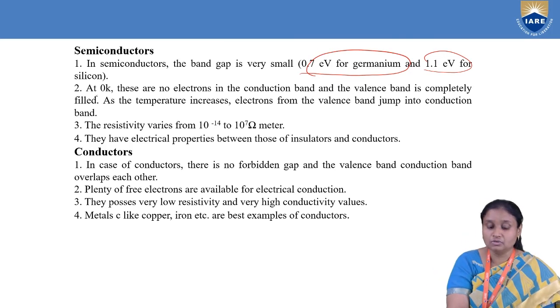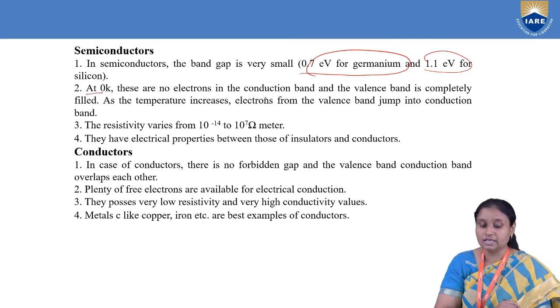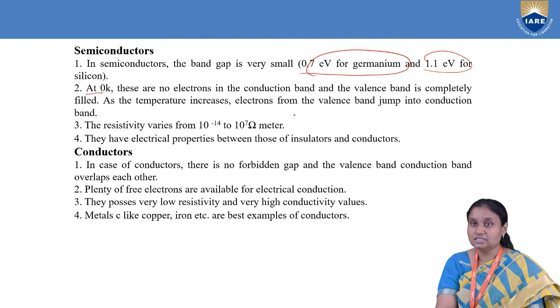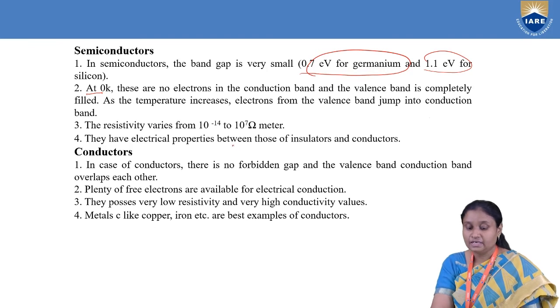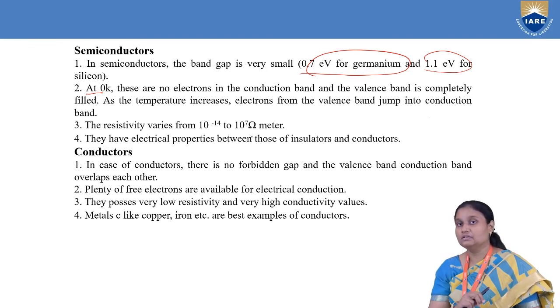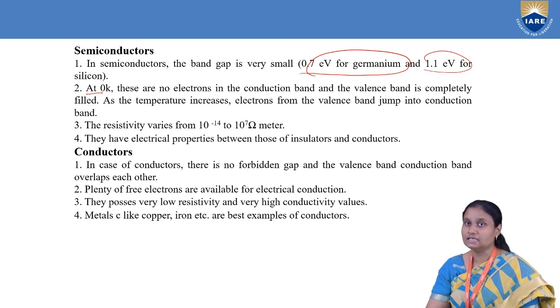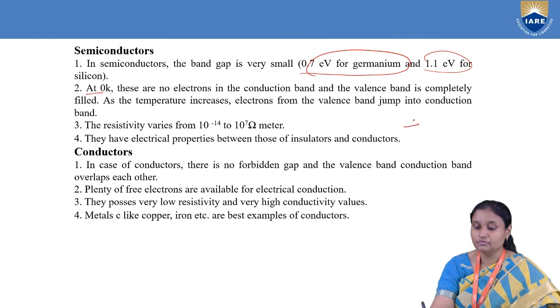At T equal to 0 kelvin, there are no electrons in the conduction band. But as temperature increases, they'll gain energy and jump from the valence band to the conduction band. These are insulators at normal temperature, but when we increase temperature, they'll act as conductors. Why? Because the forbidden energy gap is very small, they'll take energy and jump to the conduction band. And of course, we know famous examples of semiconductors: silicon and germanium.